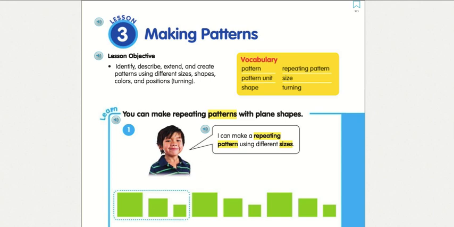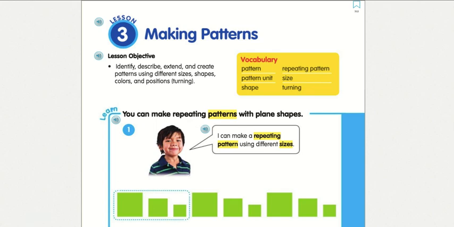Today in math, we're going to talk about making patterns. Our learning objective is to identify, describe, extend, and create patterns using different sizes, shapes, colors, and positions slash turning. Here's our vocabulary box, boys and girls. Sometimes we call that a glossary. Pattern, pattern unit, shape, repeating pattern, size, turning.